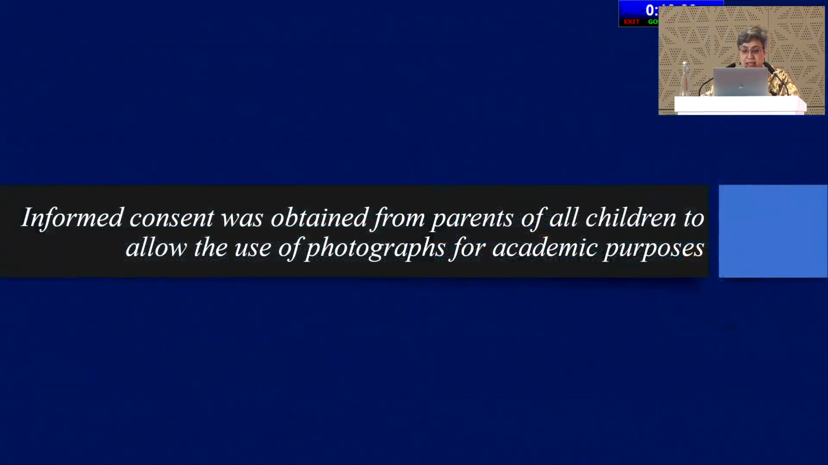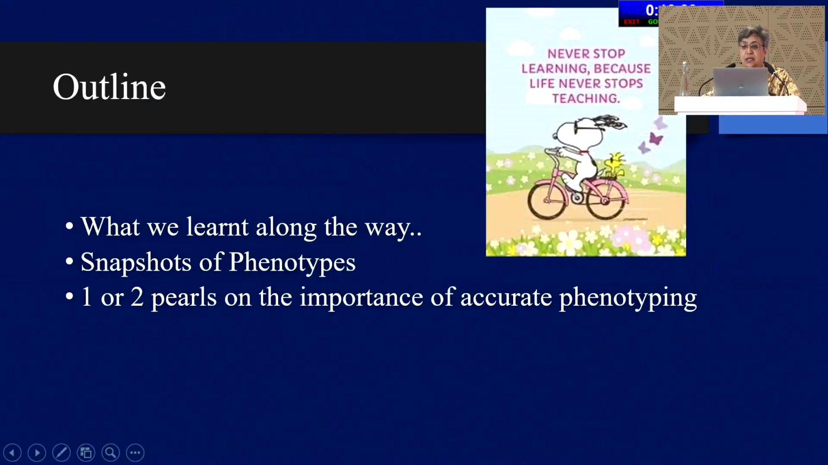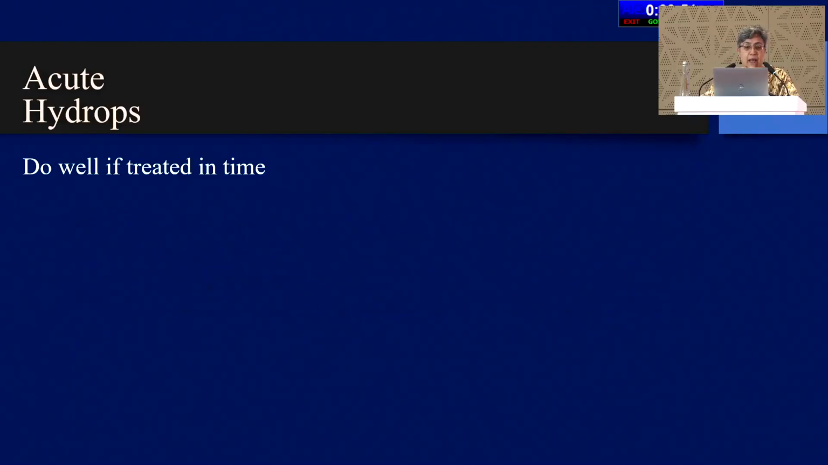At the outset, I'd like to say that we do take informed consent from the parents because I tend to show identifiable pictures of the babies, as that puts it in context. In the next 10 minutes, I'll describe what we've learned along the way, and I'm sure we have a long way to go. We'll have snapshots of phenotypes and one or two pearls on the importance of phenotyping. Why is it that you should do that?